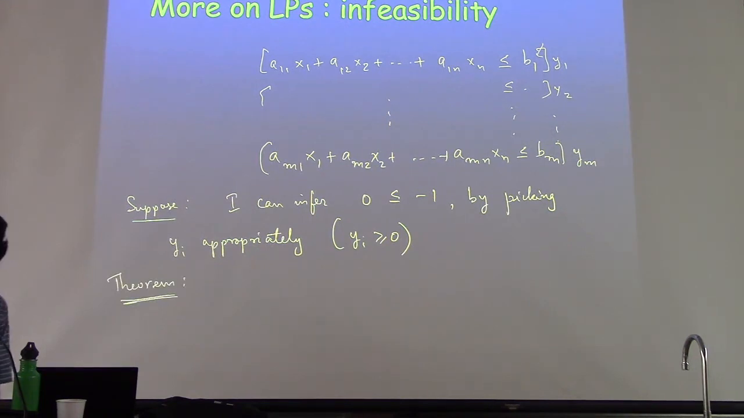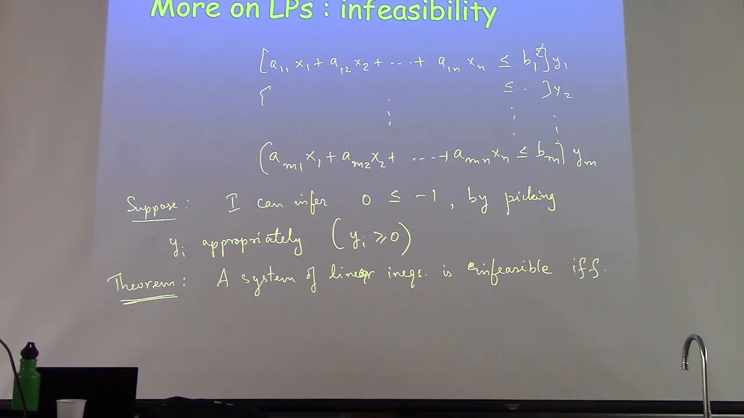Here also it turns out there is a theorem, which we'll see next time, we won't quite prove this: a system of linear inequalities is infeasible if and only if there exist yi's that allow you to infer 0 less than or equal to minus 1.